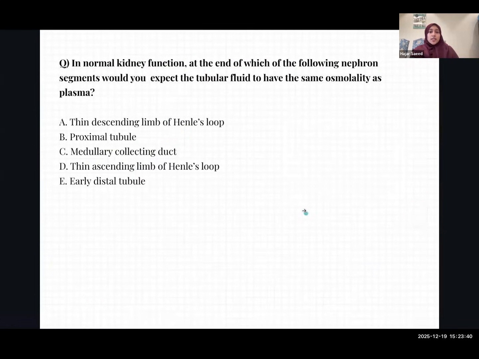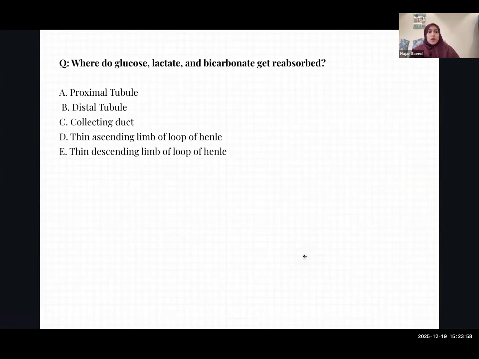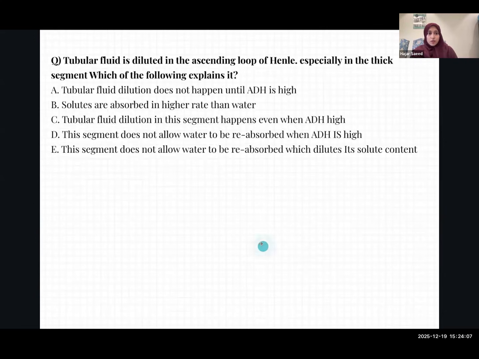Okay. In normal kidney function, at the end of which of the following nephron segments would you expect the tubular fluid to have the same osmolality as plasma? Good job. Okay, let's talk about it. Where do glucose, lactate, and bicarbonate get reabsorbed the most? Good job. One more. Tubular fluid is diluted in the ascending loop of Henle, especially in the thick segment. Which of the following explains that? Excellent.